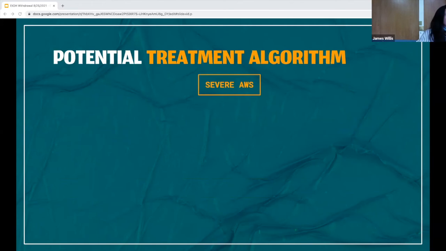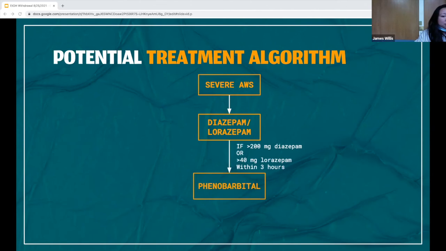One potential algorithm I came across in the literature is, if you have a patient with severe withdrawal or you're concerned that they have a risk of going into severe withdrawal, you can either start with benzos, or you can go straight to Phenobarb if that patient has a history or you're concerned that they might have a benzodiazepine resistance. So you start with either Valium or Ativan, whatever your choice is. If you notice you're reaching doses of over 200 milligrams of Valium or over 40 milligrams of Ativan in 3 hours, this is the point where maybe you should consider adding Phenobarb.